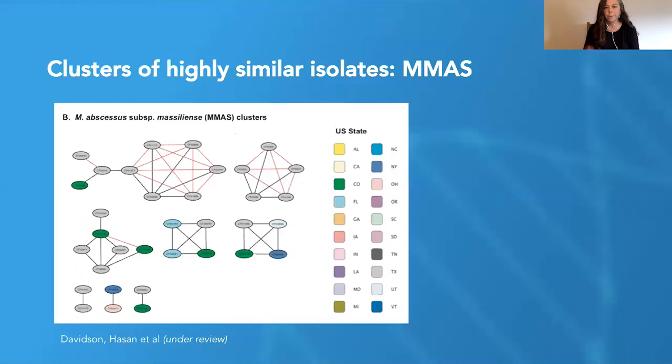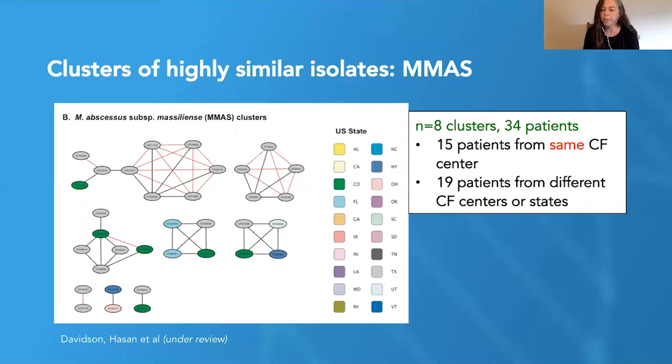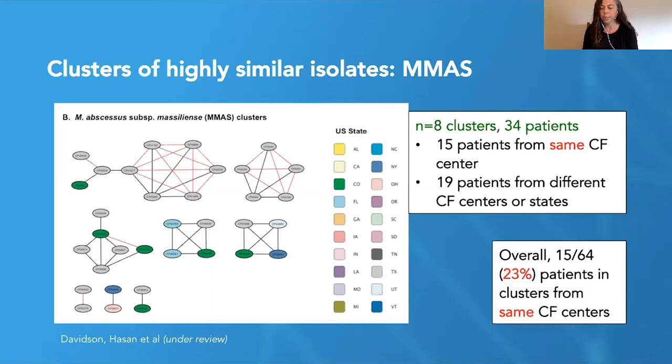If we do the same analysis for M. miscellaneous, we find 8 clusters involving 34 patients, and in this case, we found less than half of the patients were in clusters from the same CF center, although these seem to be more interconnected than the M. abscessus clusters. And over half of the miscellaneous patients with highly similar isolates came from different CF centers or states. So overall, 23% of patients in our sample set were in genetically similar clusters from the same CF center.